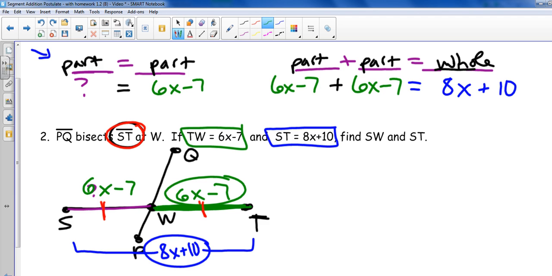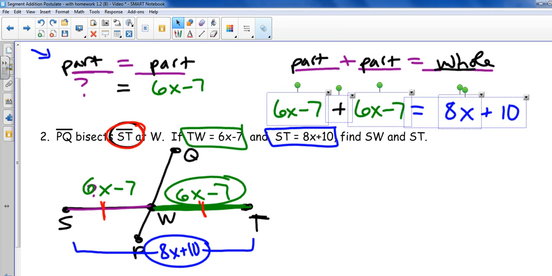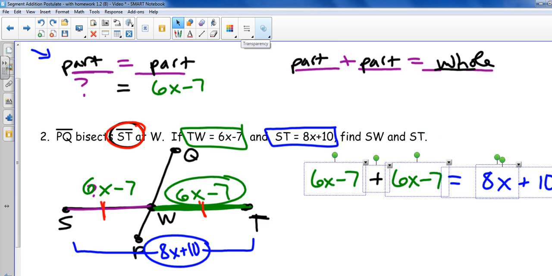There's your missing part. The other part is the exact same as the part that you have. Because you're told that we have a bisector, we know the two parts are equivalent. So I now have a good working equation. I'm going to go ahead and bump this equation down here so that I have something that I can solve.